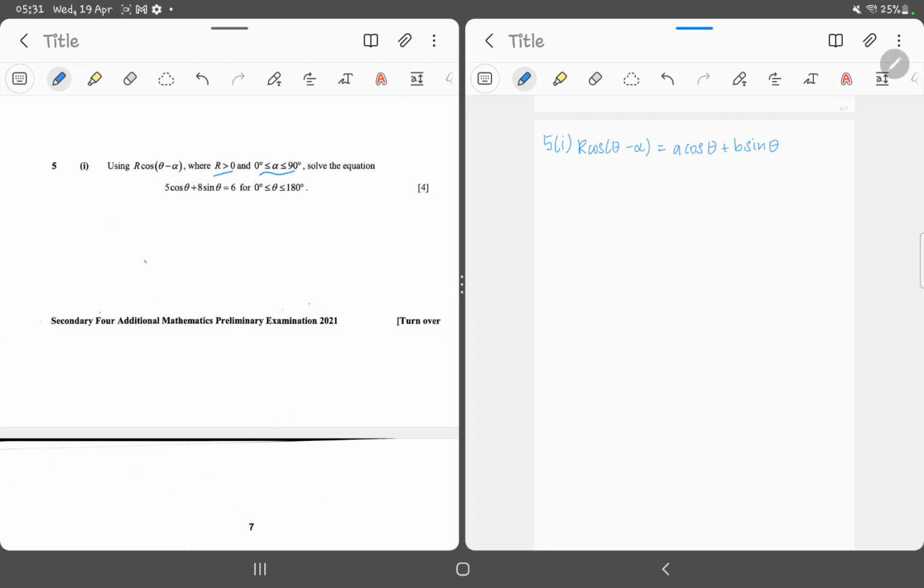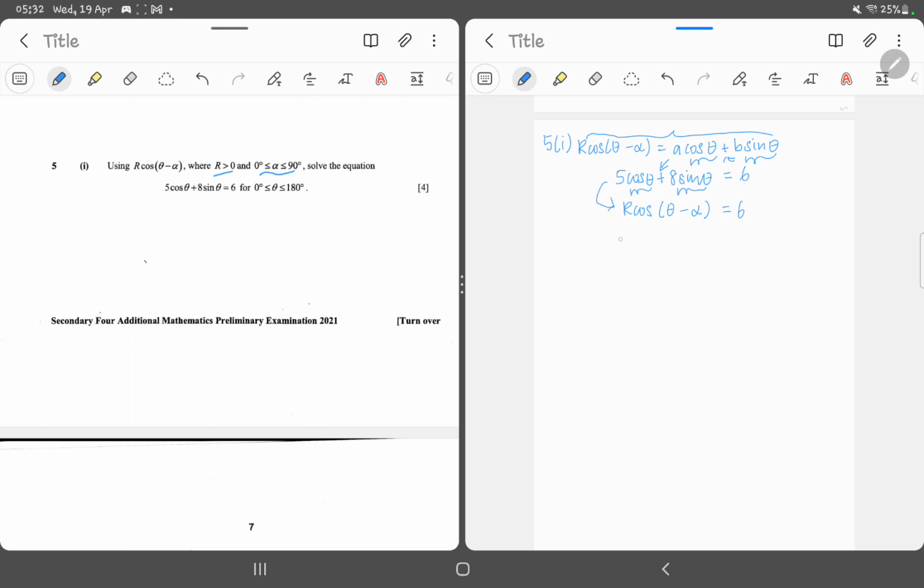So for this question, we can express 5 cosine theta plus 8 sine theta equals 6 as r cosine theta minus alpha equals 6. I can do this because this is the r formula: this is a sum, an add, same goes for here, an add, and it's cosine theta and sine theta. So we can do this.